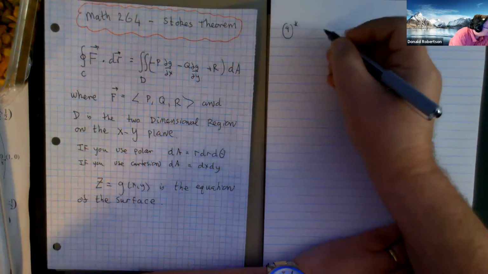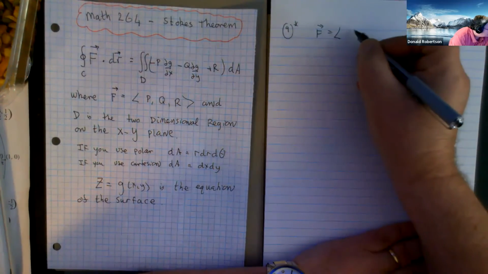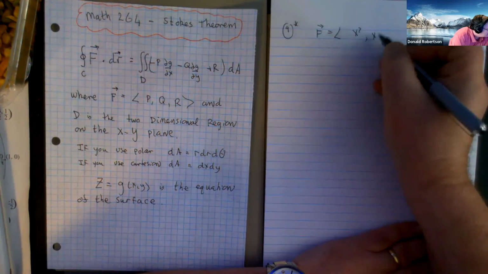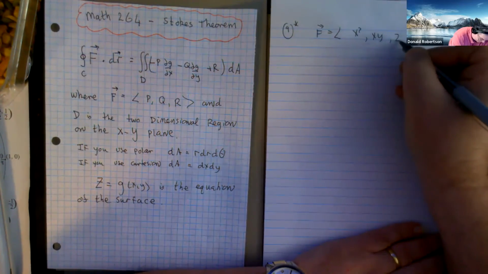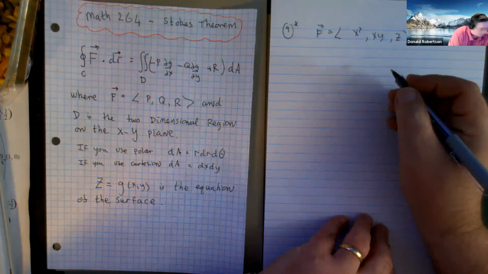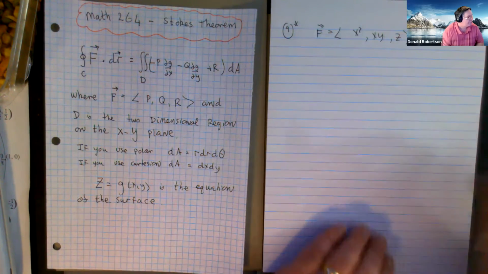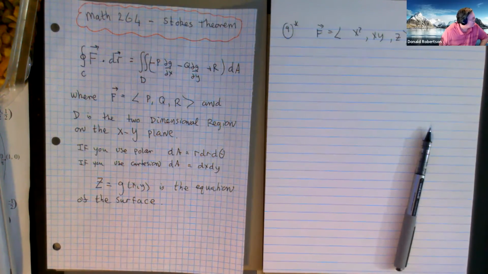Question 9 has our vector field x squared, xy, z. What on earth is going on here?